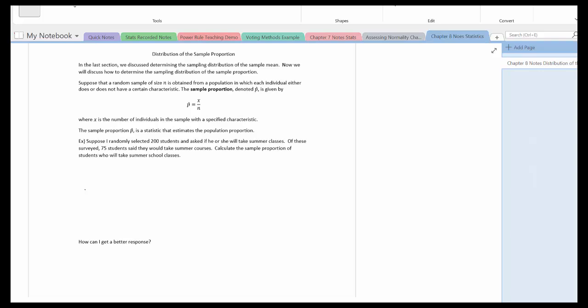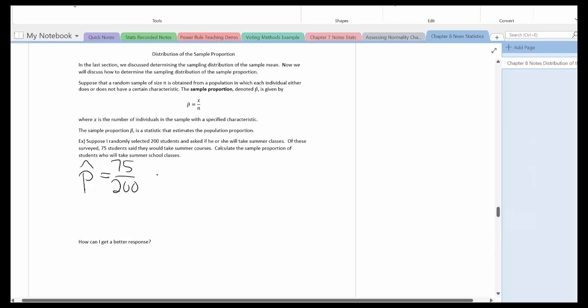All right, let's take a look at an example. Suppose I randomly selected 200 students and asked if he or she will take summer classes. Of these surveyed, 75 students said they would take summer courses. Calculate the sample proportion of the students who will take summer school classes. So p hat equals 75 over 200. This reduces in lowest terms to 3/8, and you can write that as a decimal, 0.375.